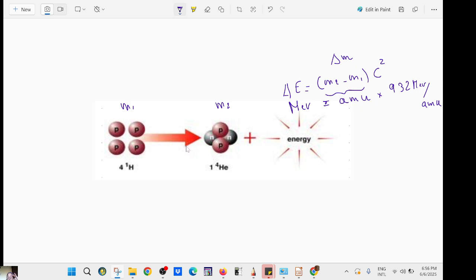So this is the idea of a nuclear reaction: in the case of fusion, you're going to have energy released because there was a mass defect. The mass here will be lower than the mass there, so the loss of mass will be energy. The energy will be in the form of kinetic energy of neutrons, if neutrons are emitted, or whatever particles are emitted.